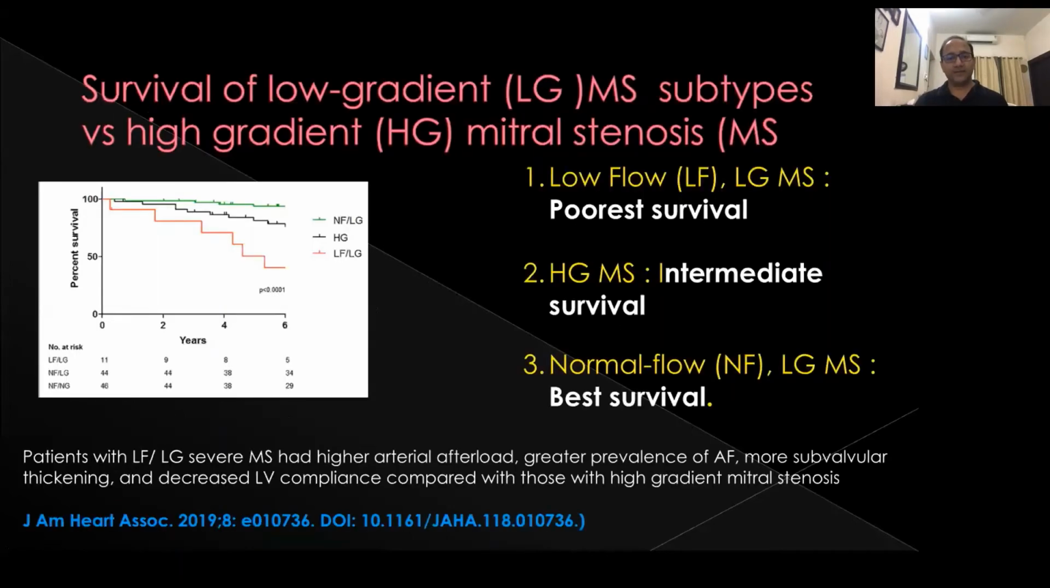There is a recent paper in 2019 that there is, just like you have low gradient severe aortic stenosis, you also have a phenomenon which is known as low gradient mitral stenosis. So there are three subtypes. You have low flow, low gradient MS, which has poorest survival. You have high gradient MS, which has intermediate survival. And then you have a normal flow, low gradient, which obviously will have the best survival.